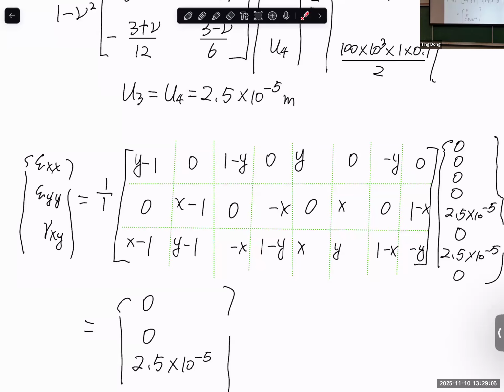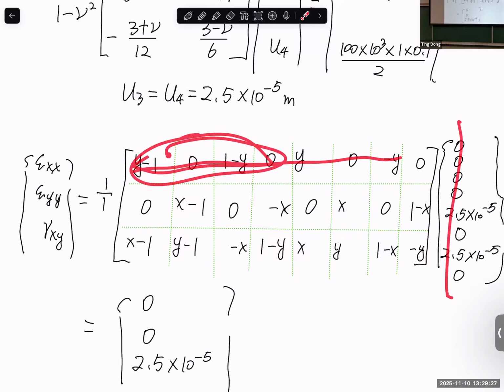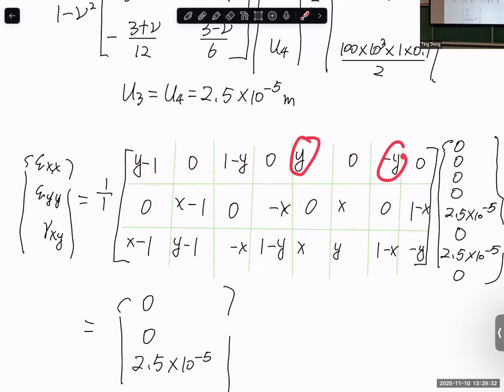Any question for this one? Okay. What is the X and Y? Oh, they cancel out. How do they cancel out? You can see this one times this one. This four common doesn't matter because it's multiplied by 0. And you have Y, you have Y here.